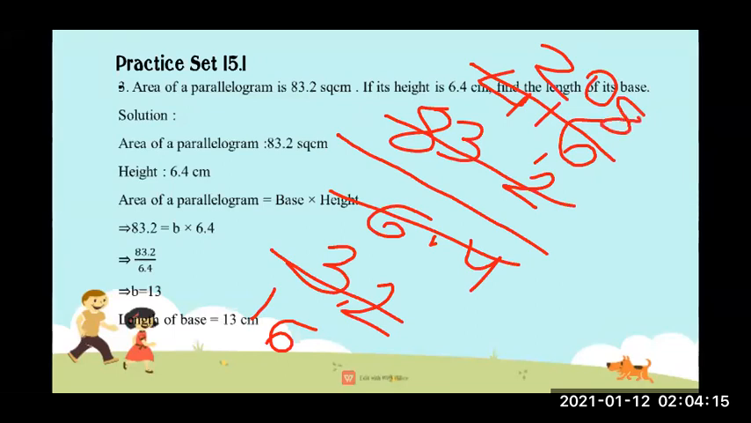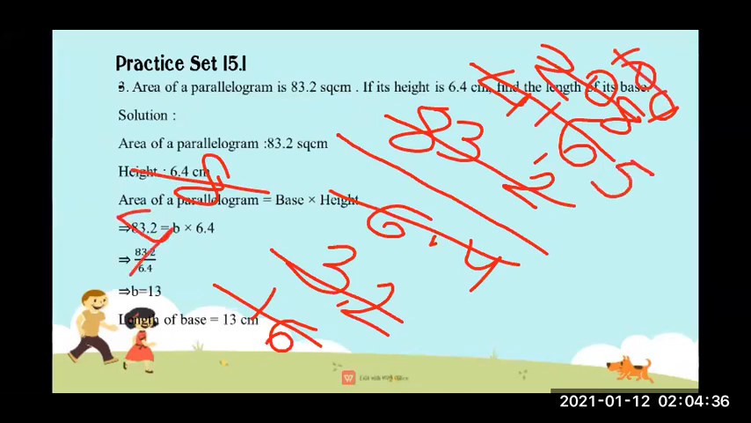Now once again it is going by the 2 table only. 2 8s are 16 and 2 1s are 2. 0, 2 4s are 8. See, this is a long process. Let it be. 2 4s are 8. 2 5s are 10 and 2 2s are 4.